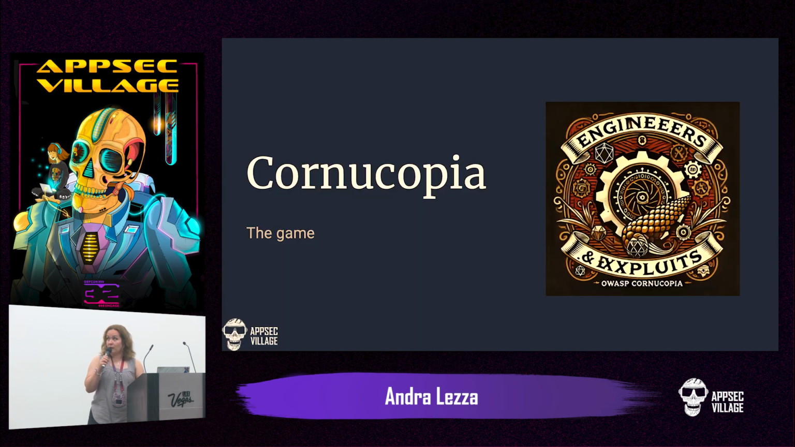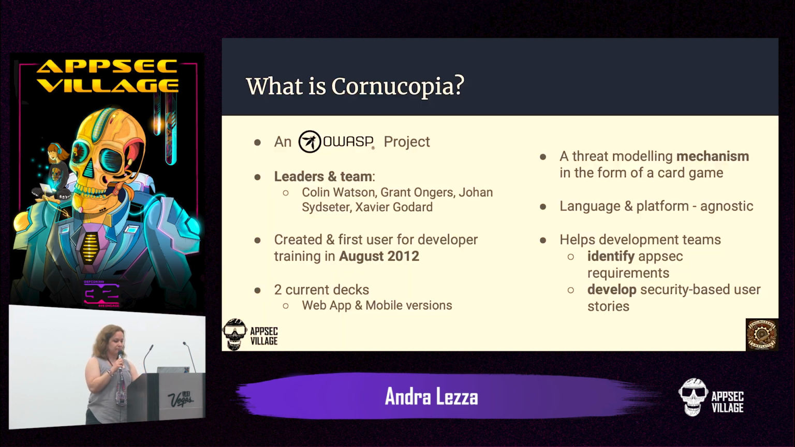Now, a little bit about Cornucopia. It is an OWASP project, yet another one. Those are the leaders and the team. It was built in 2012, and it currently has 2 decks, but a lot of expansions are planned for different industries, for AI security, for example. It helps because it's language and platform agnostic, and it gets developers to think of identifying and developing security user stories.